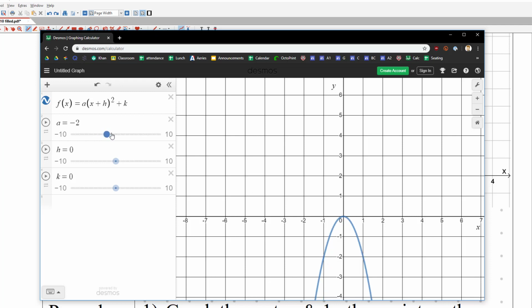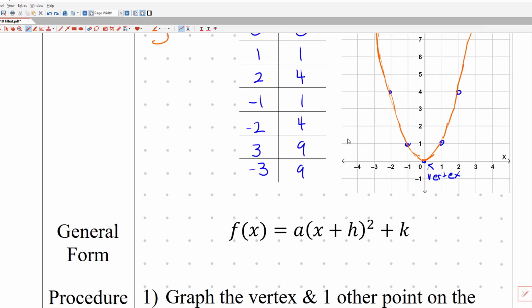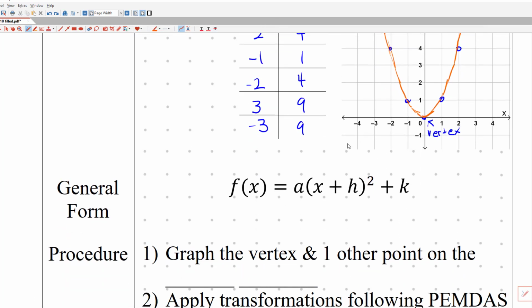Okay, well let's make that go back to 1. So what does h do? Maybe we should write these down so we don't forget. What does a do? The name that you need to know is called vertical stretch.